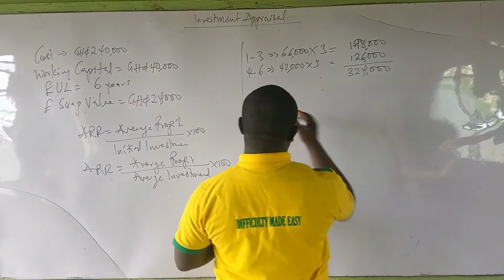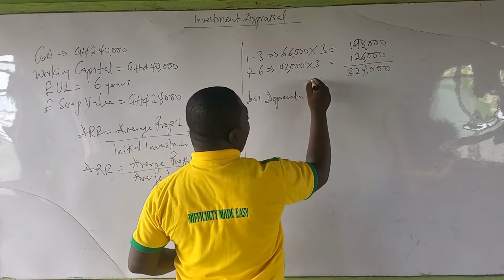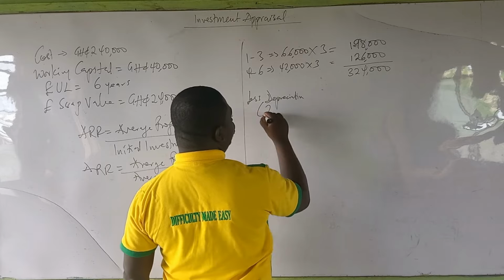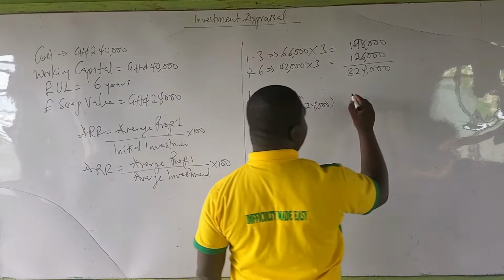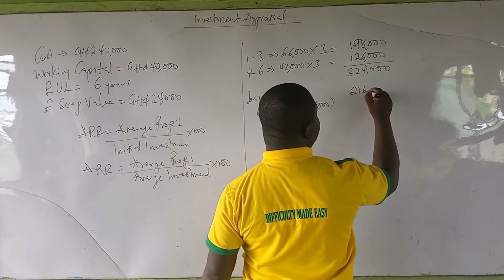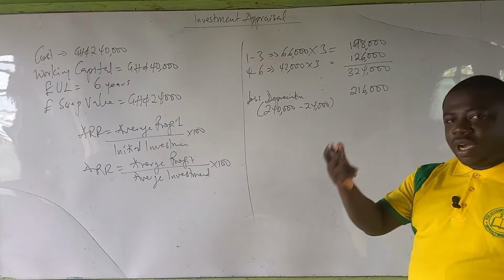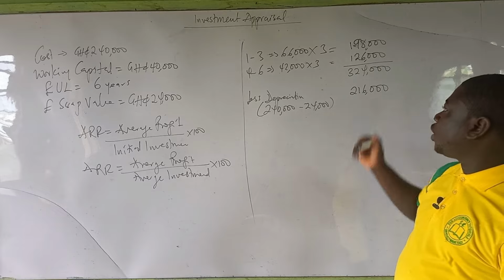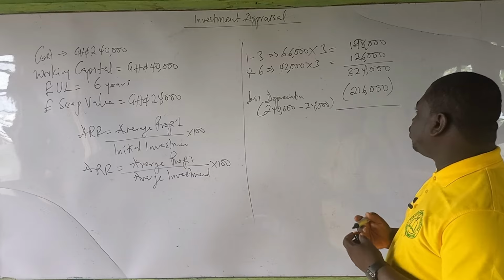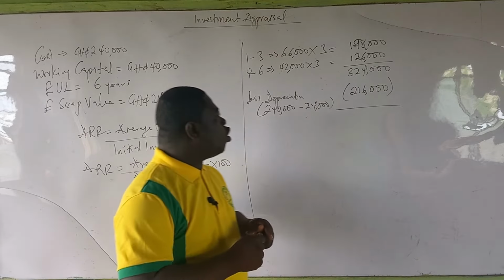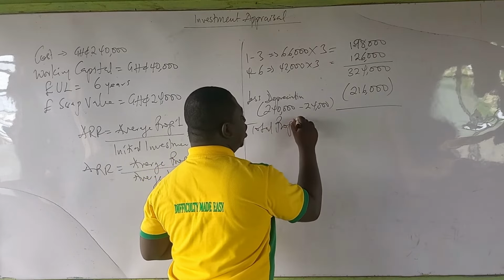Okay, so we'll say less depreciation. And that is going to be 240,000 minus 24,000. And that is going to give us 216,000. And so you can do your own calculation. You can decide to find your own annual depreciation and then multiply by 6. You still get 216. So when you take out 216,000 from 324,000, that gives you your profit, your total profit for the 6 years. Total profit.